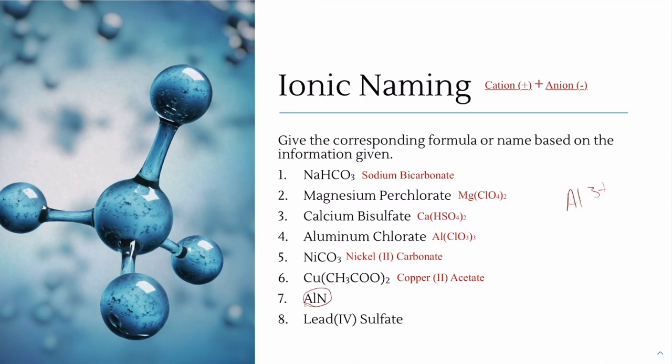Aluminum is 3 plus, right? And then nitride. This is nitride. Okay, this is not nitrogen. Nitrogen would just be a neutral element with no charge. But this is nitride because we're talking about ionic naming.